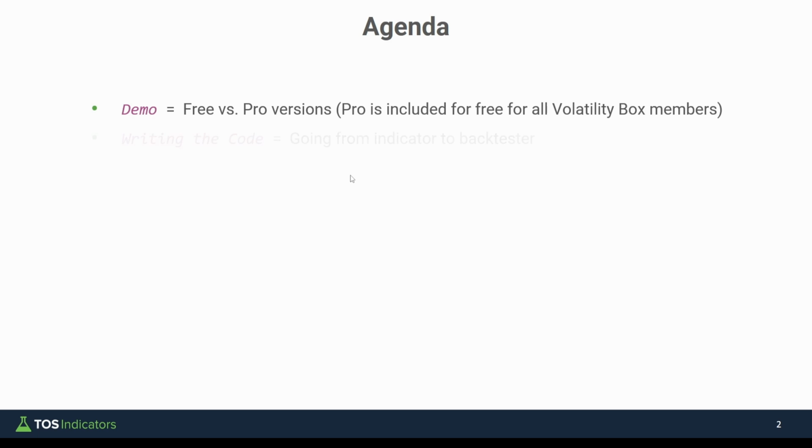After I give you a quick demo of both versions, we're going to get straight to writing the code. We'll take the indicator that we built in part 2 and transform it into a backtester. There's a few pieces we'll need to add, and we'll cover that entire process here so you know what the process of taking almost any indicator inside of ThinkOrSwim and turning it into a backtester looks like.